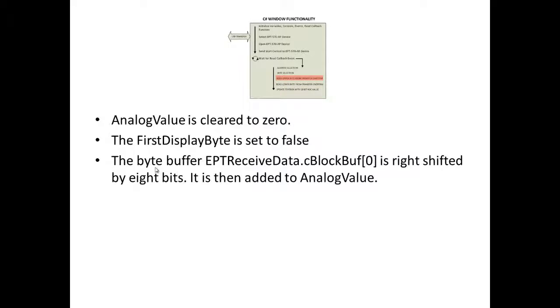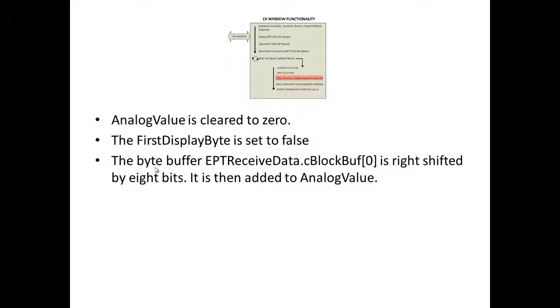So the 8-byte buffer EPT receive C-clock buff data is right shifted by 8 bits. It is then added to the analog value. This will store the upper byte from the EPT570 AP to the upper 8 bits of analog value. When the third statement in the if statement has completed, the case statement is exited and the thread is ended.